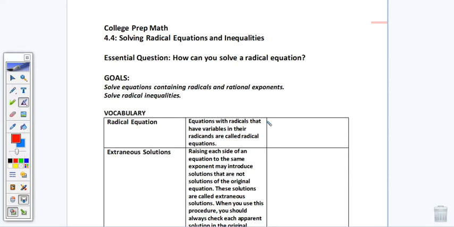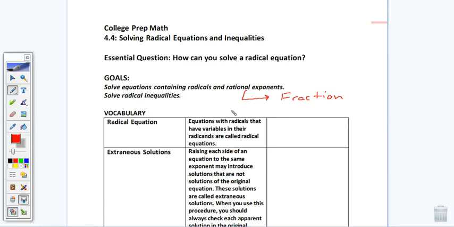Anybody want to read that first goal up there for me? Solve equations containing radicals and rational exponents. Okay, so anytime you see the words rational exponents, think of them as a fraction, where the denominator is like the index and the numerator is like the power.